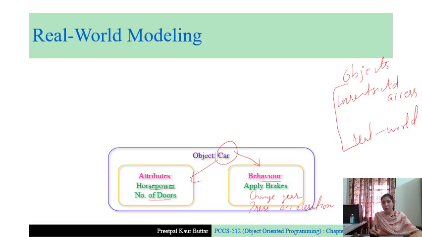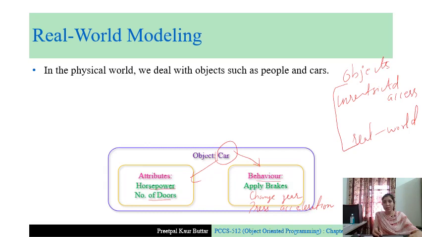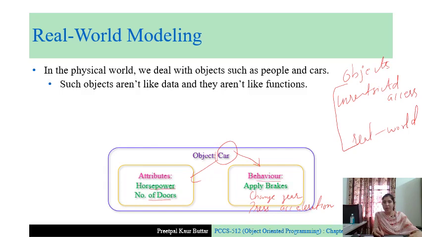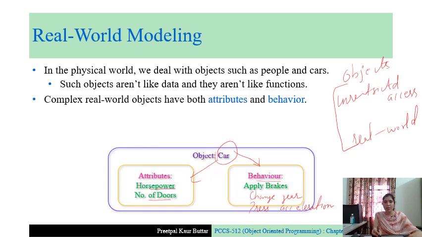So we are able to model this car as it appears in the real world using object-oriented programming. In the physical world, we deal with objects such as people and cars. Such objects are not like data and they are not like functions. Complex real-world objects have both attributes and behavior. When we model this, the attributes become data and the behavior becomes functions. In this way we are able to model the real world.